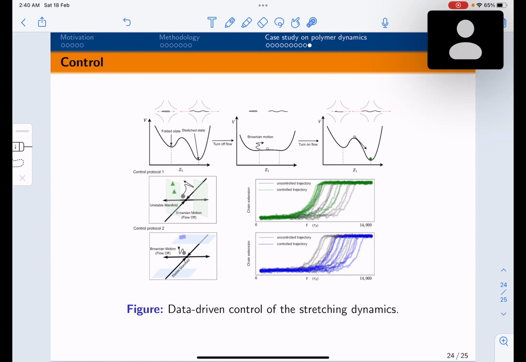And in the same way, if the polymer arrives near the stable direction, maybe the polymer will arrive near the saddle point, then leave. So the unfolding time will be much smaller, right?